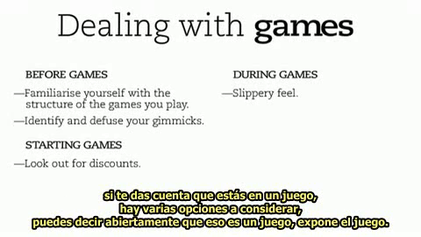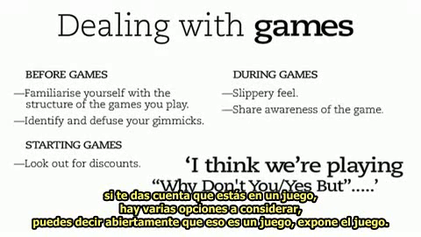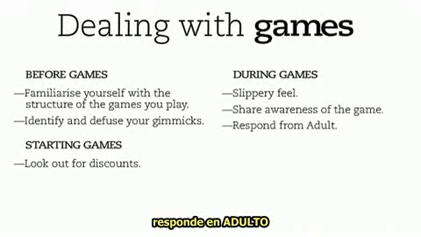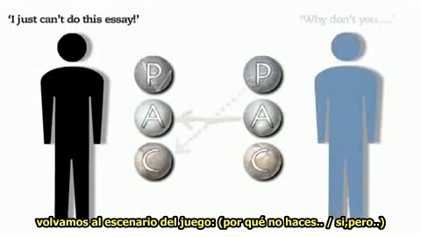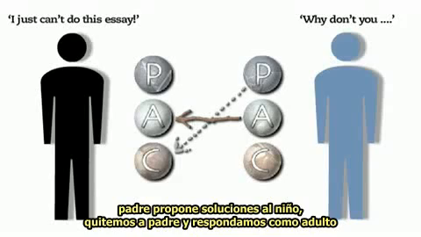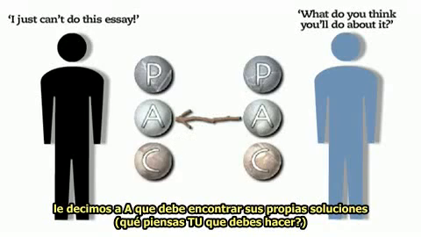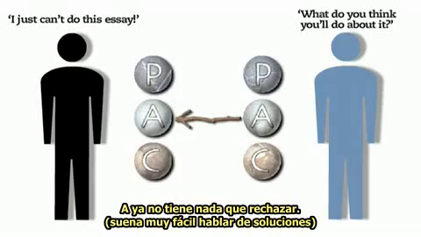If you become aware that you're in a game, there are various options to consider. You could share your awareness of the game with the other player and invite them to step out of it with you. Respond from adult. Taking the original why don't you, yes but scenario, the parent component here shows itself in B's assumption that he can think of solutions A hasn't thought of. Take that parent component away and let's see what we're left with. Here, B gives A credit for finding her own solutions. A now has no ideas to reject.